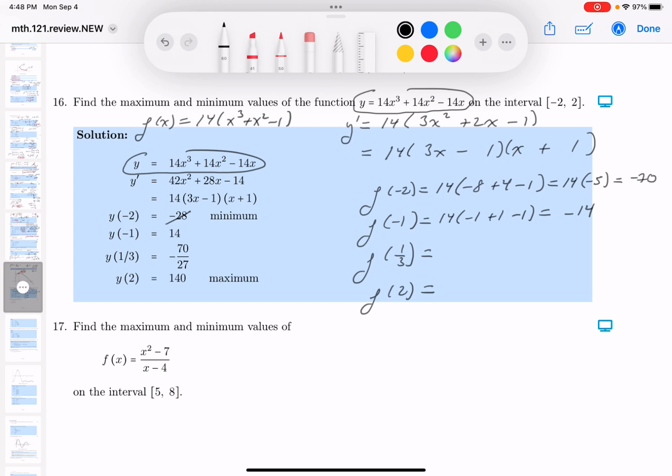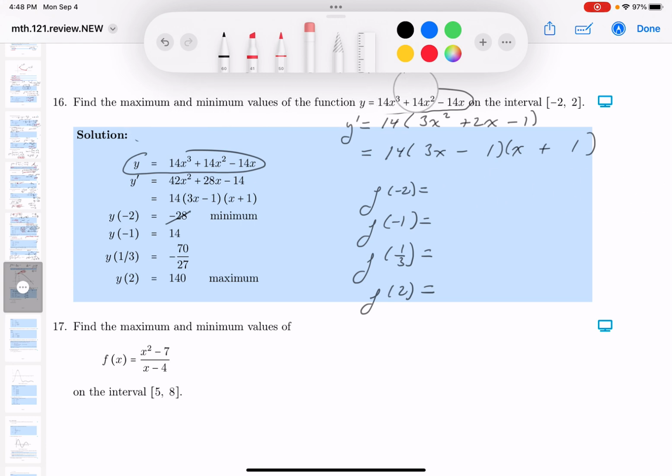I factored out the 14. 14x cubed, 14x squared minus 14x. I see it now. I got to correct it. I'm glad I saw that. I made a mistake up here. Now, certainly I was saying, oh, maybe I made a mistake in my key. Maybe I didn't make a mistake in the key. But when I see two errors pop up, I'm thinking to myself that I must have made an error somewhere. So let's write this down again. And again, it happens. It's going to happen to you as well.